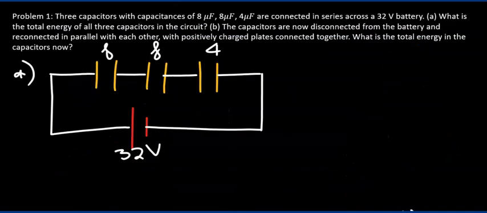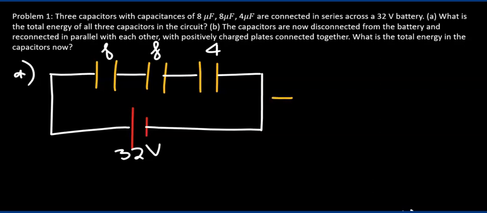Let's look at problem 1. 3 capacitors with capacitances of 8 microfarad, 8 microfarad, and 4 microfarad are connected in series, like shown here. They are connected in series across a 32 volt battery. So part A, what is the total energy of the 3 capacitors in the circuit?